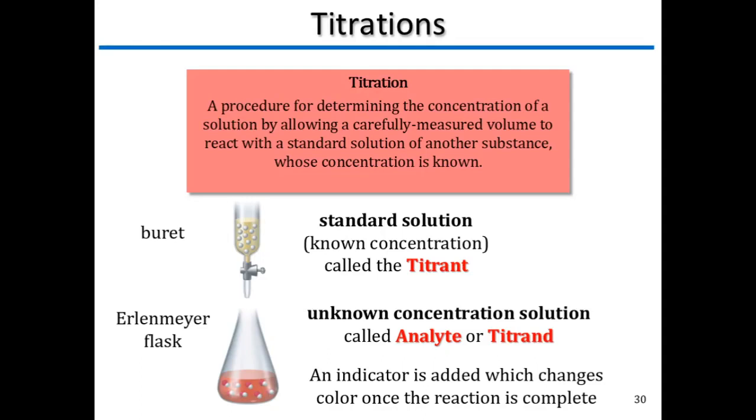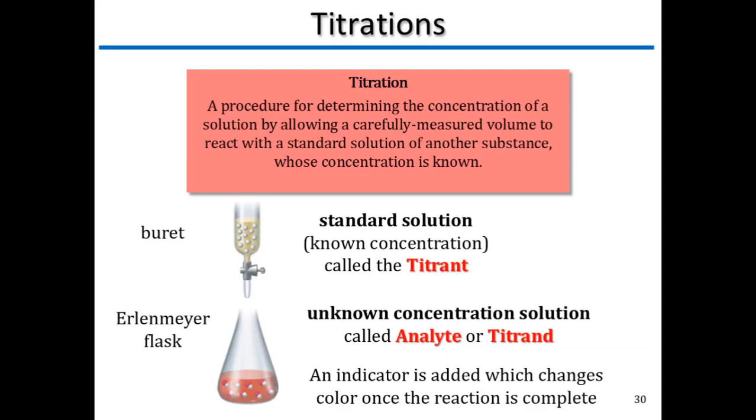Then into our Erlenmeyer flask, we would add whatever our unknown solution is. This could be an unknown acid solution, or an unknown base solution. Generally, you titrate base into acid, but that's not always necessarily true. Sometimes you do acid into base. It just depends what you're trying to get out of it.